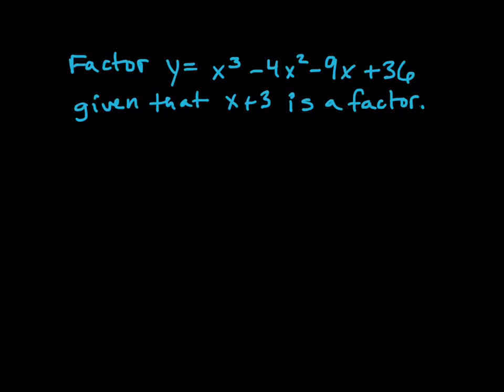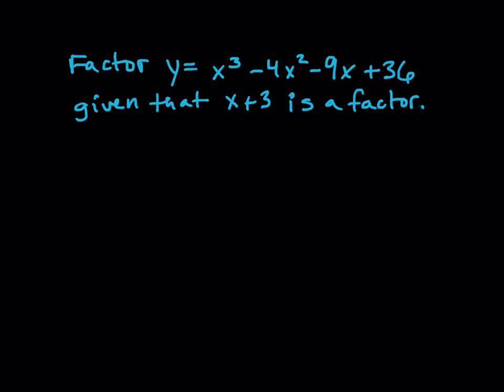Okay, and then we'll try one last problem. Factor y equals x cubed minus 4x squared minus 9x plus 36, given that x plus 3 is a factor. All right, so in the next section we'll talk about how to do this without knowing any of the factors. But here, if you're given one, that gives you a starting place. And since this is a linear factor, we can go ahead and use synthetic division.